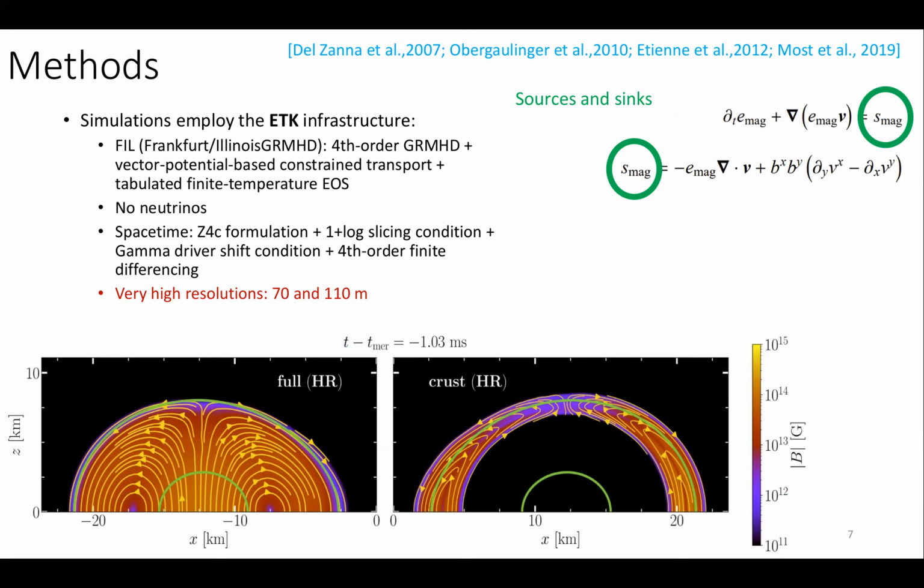And for these simulations, we use the Einstein Toolkit infrastructure. We use the Frankfurt, Illinois GRMHD code with fourth order methods developed by Most and collaborators in Frankfurt. And it has a vector potential based constraint transport and finite temperature equations of state. For these simulations, we do not use neutrinos. I don't really think that they might be that important, but maybe for a longer term evolution, if one wants to study the outcome of our simulations and also related to the development of these polar magnetic outflows, they might be important.